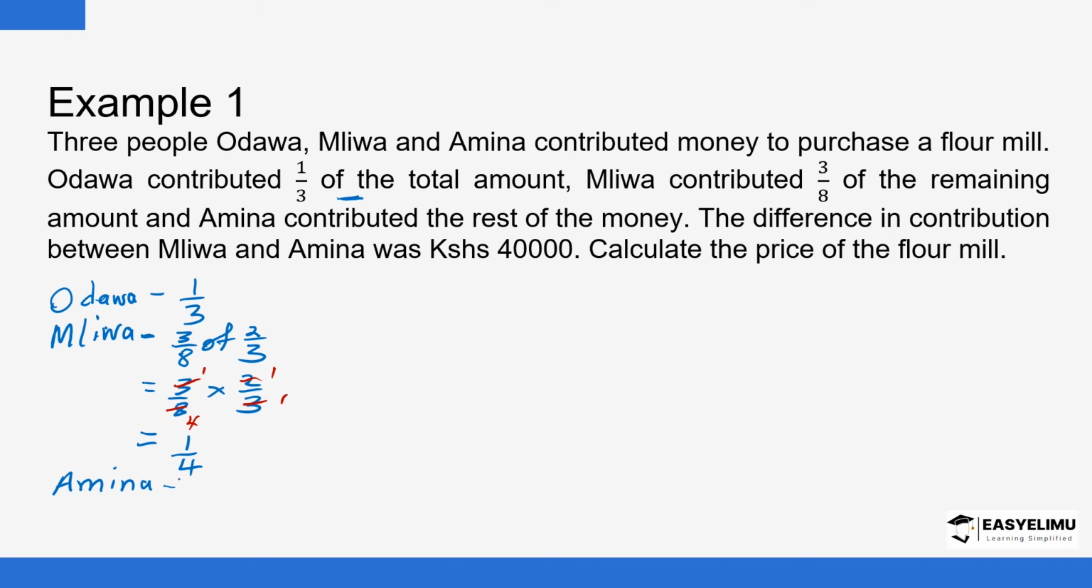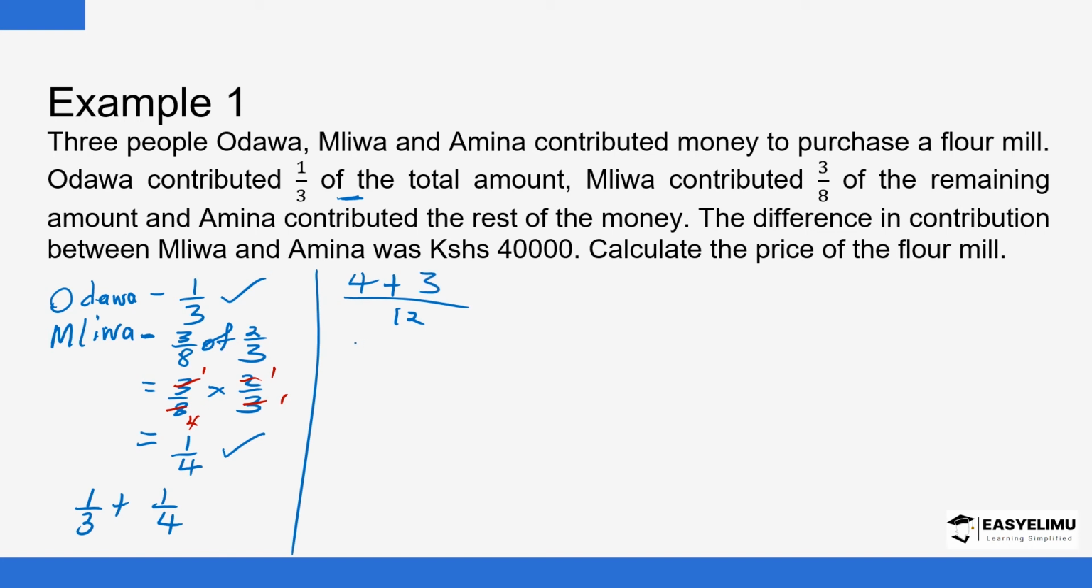And then we have Amina. Amina contributed the rest of the money. So we need to find out the sum of the two, and then what remains will be Amina's contribution. So before you write Amina, you need to find out what is remaining. Let's find out what's been contributed so far. That is the fraction 1/3 plus 1/4. The LCM here is 12. 12 divided by 3 is 4, 4 times 1 is 4. Plus 12 divided by 4 is 3, 3 times 1 is 3. So this is 7 out of 12. This is what has been contributed so far.